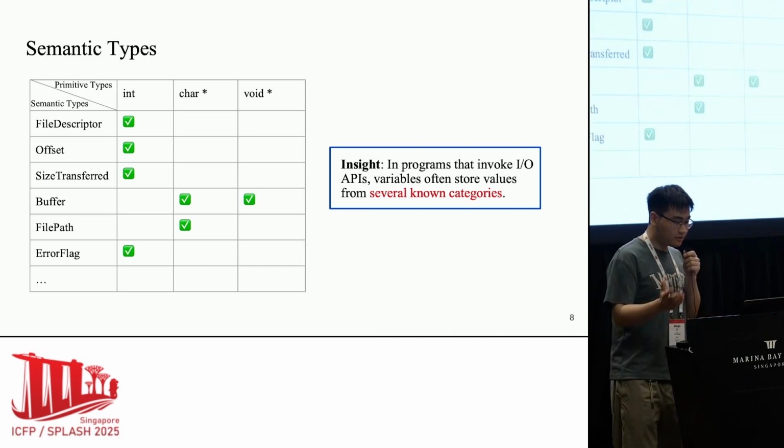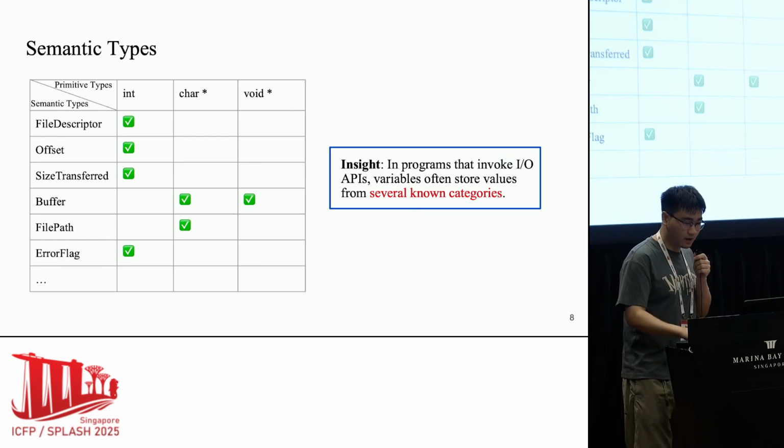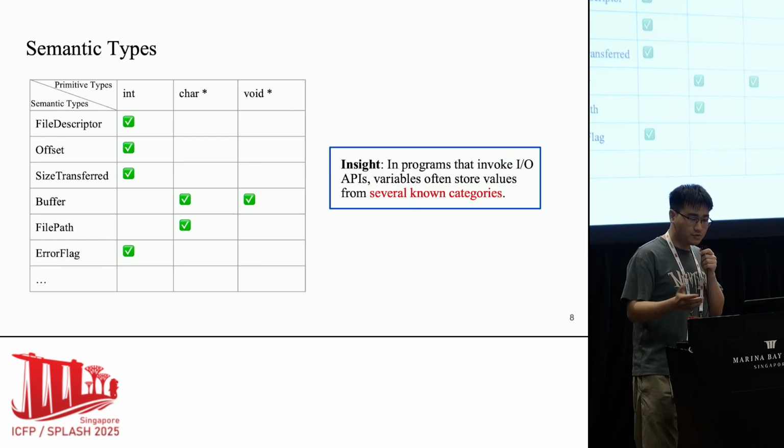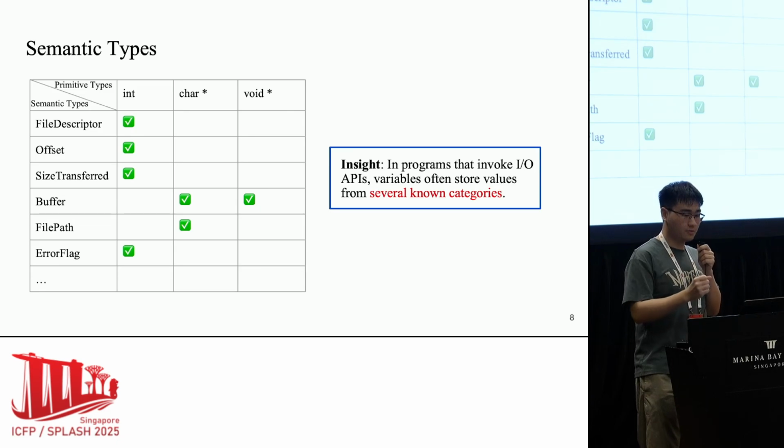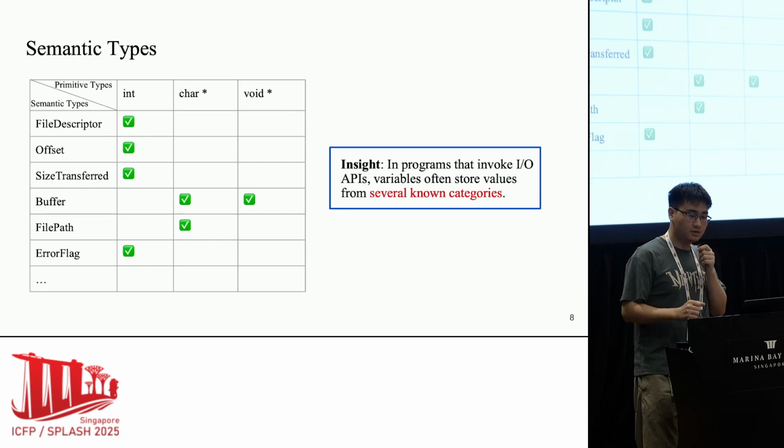And another important concept is the semantic types. Programs using I/O APIs often have variables that fall into distinct and well-defined categories, such as file descriptor, offset, and size transferred. We attach semantic types to the variables according to how they interact with I/O APIs. For instance, we attach the semantic type size transferred to the return variable of the function that performs transfer.